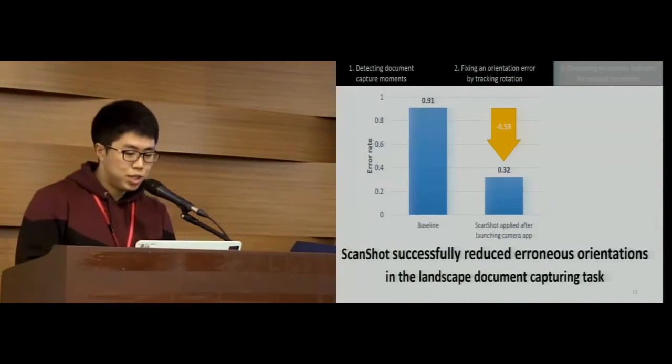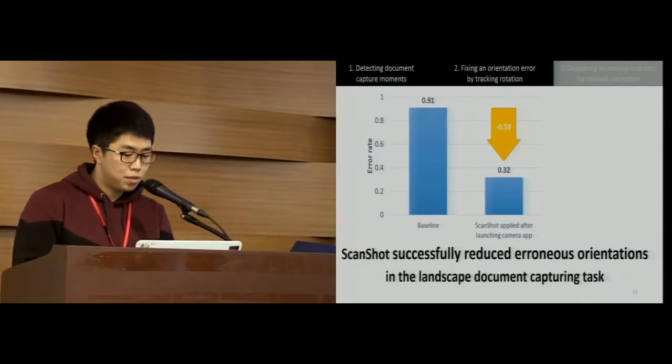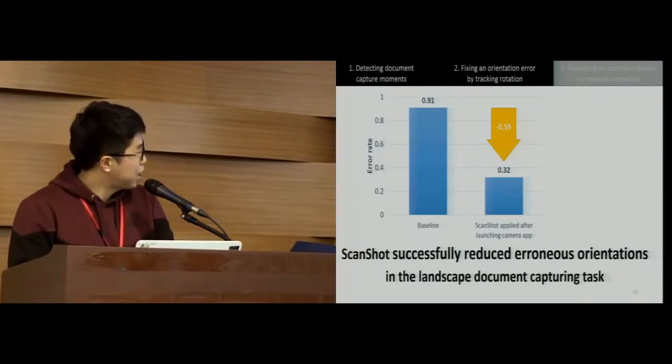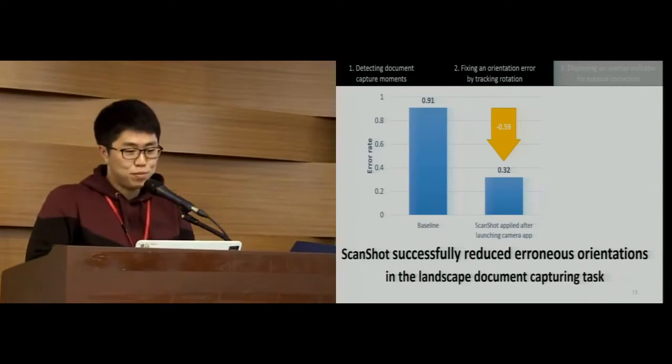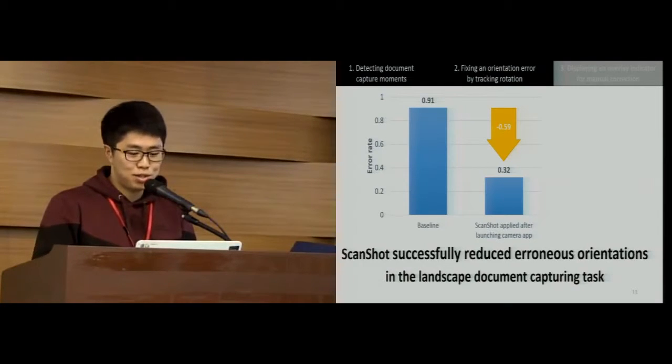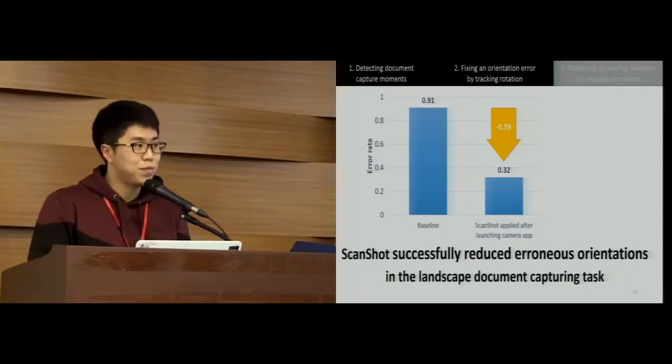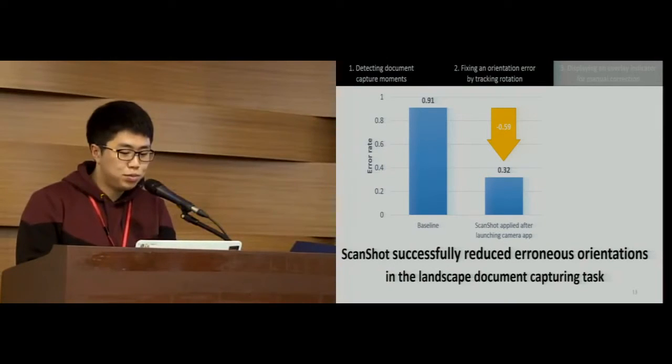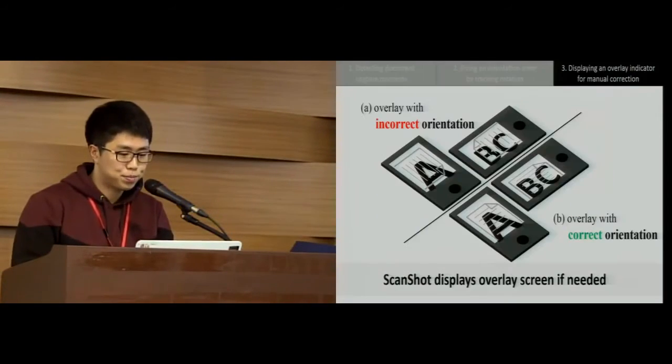The evaluation showed that ScanShot reduced orientation error significantly, by 59 percentage points for landscape documents. The portrait task has a similar result, which can be found in the paper. We further improved this accuracy by activating ScanShot ahead of launching the camera.